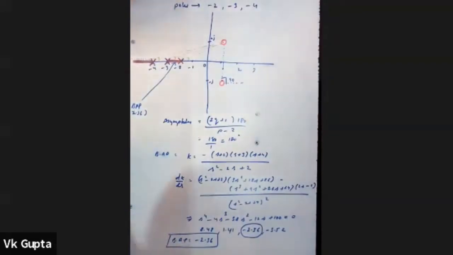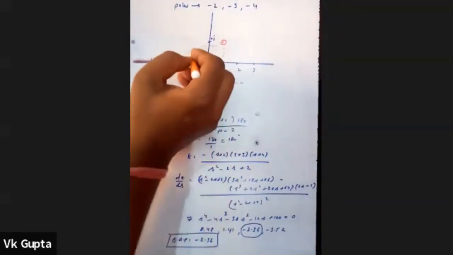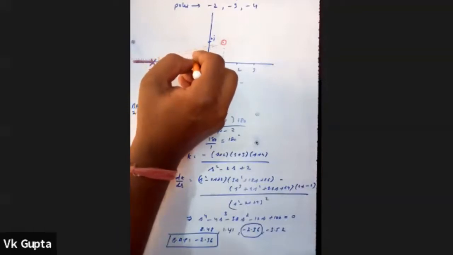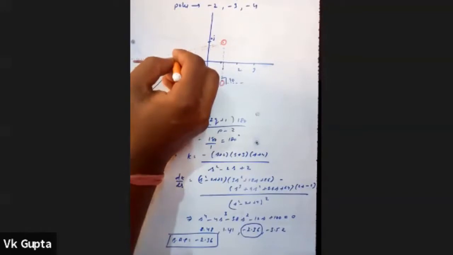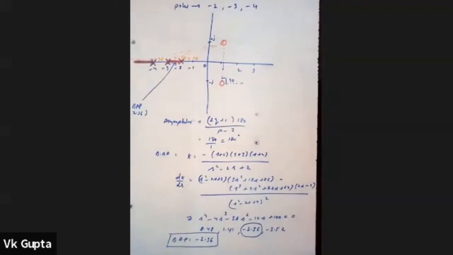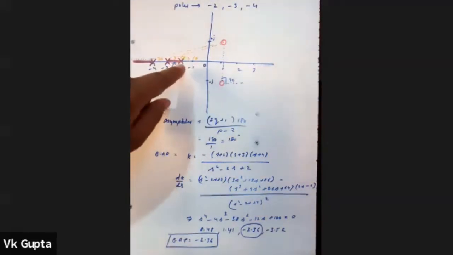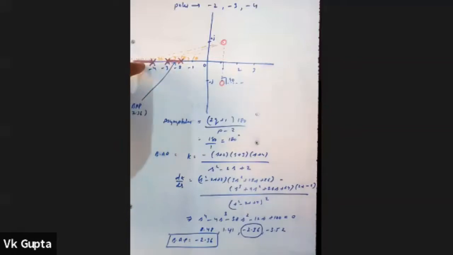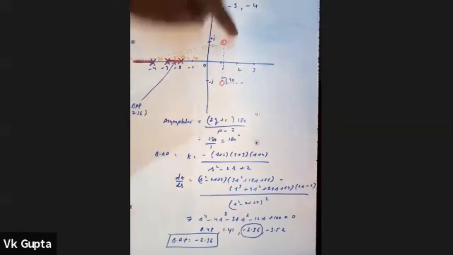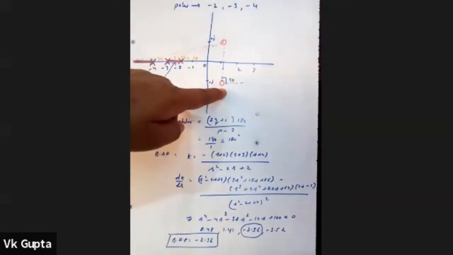And this angle is 18 degree. Second angle is 14 degree, and this is 11 degree. These three angles: angle of pole P1 is 18 degree, angle of pole P2 is 14 degree, and angle of P3 is 11 degree, subtended to this zero. An angle subtended by this zero is 90 degree.